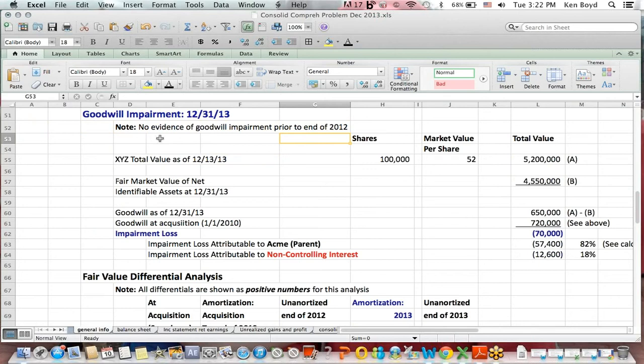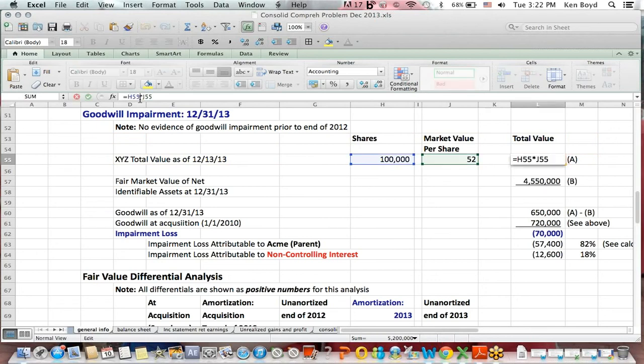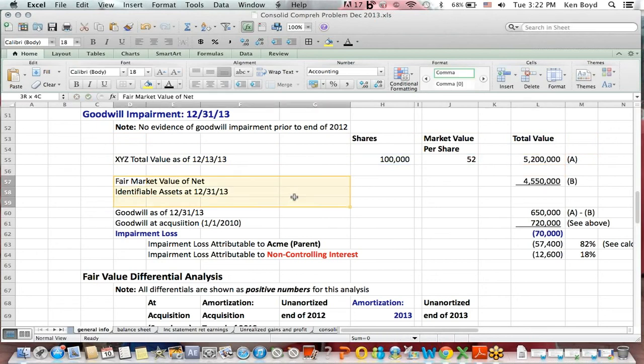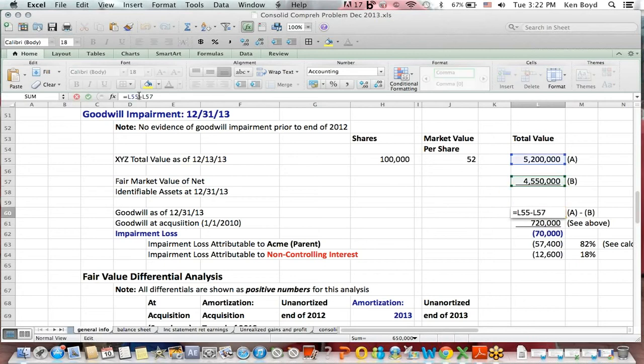So the first issue is, well, how do we measure the value of the company at the end of 2013? We take the shares outstanding and we multiply it by a number we're given, the market value, and we come up with 5.2 million. The fair market value of the net identifiable assets as of 12/31/2013 is $4,550,000. So our goodwill, the amount that we paid, the amount of the value in blue above the fair market value of the net identifiable assets in green, is goodwill by definition.